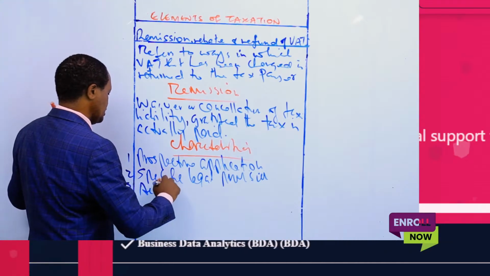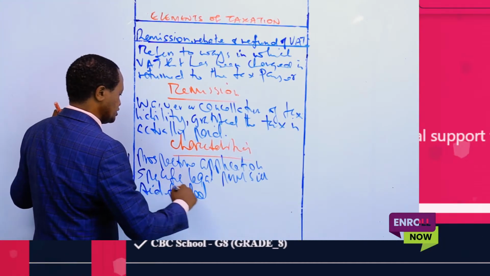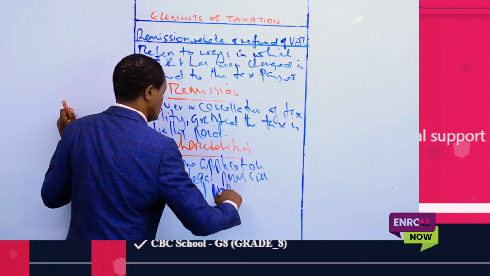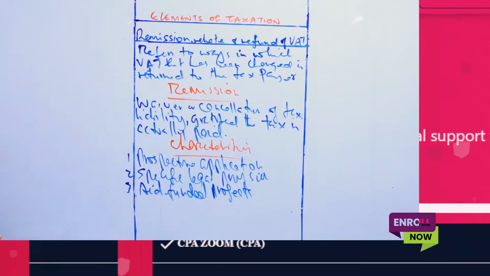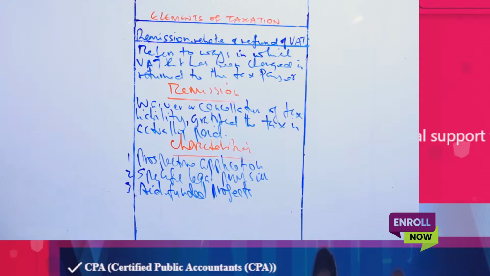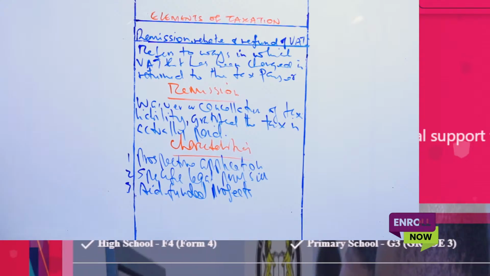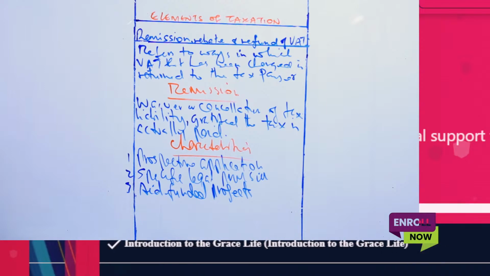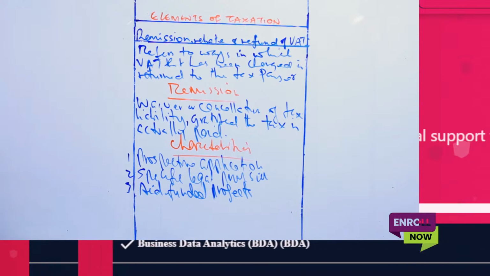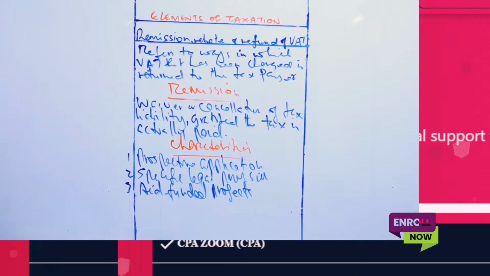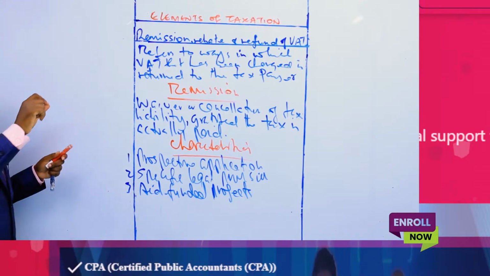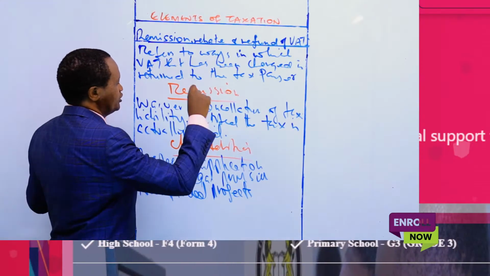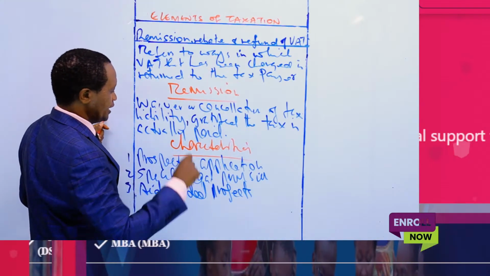Three, aid-funded projects. A common area for VAT remission is on taxable services, materials, and equipment used in aid-funded projects that is carried out pursuant to agreements between the government of Kenya and foreign governments or organizations. And the agreements must expressly provide for such remissions.